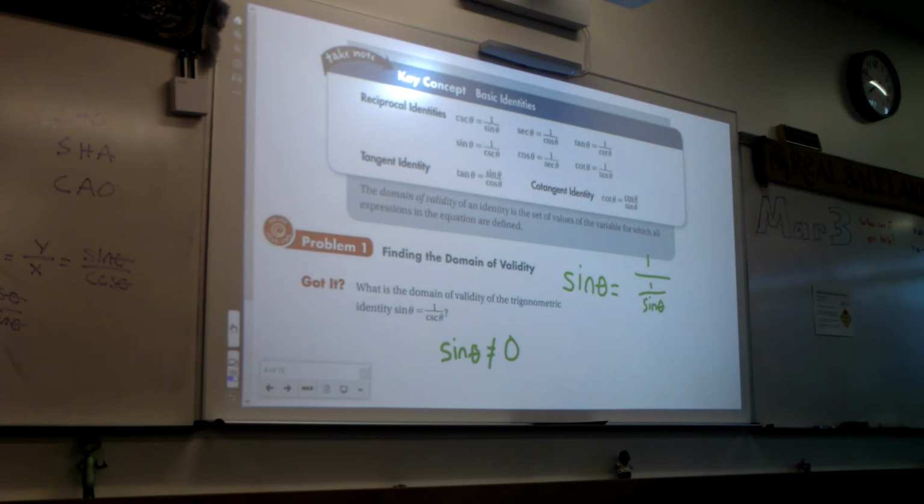So what I want you to do is take a second, graph sine, and look for a pattern for when it's equal to 0. Okay? I'll give you about a minute here. Again, you're graphing sine, and you're looking for a pattern. When is sine equal to 0?